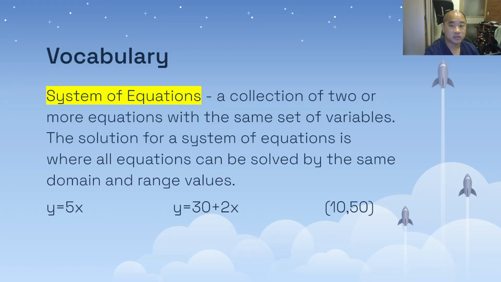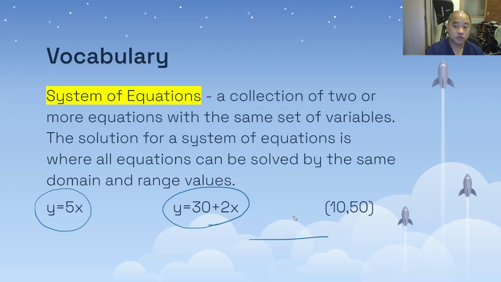So a system of equations is a collection of two or more equations with the same set of variables. The solution for a system of equations is where all the equations can be solved by the same domain and range values. So for example, let's say there was a situation where you multiply x by 5 and you get your output y. And in the same situation, there's this other thing going on where you multiply 2x and then you add 30 and that gives you y.